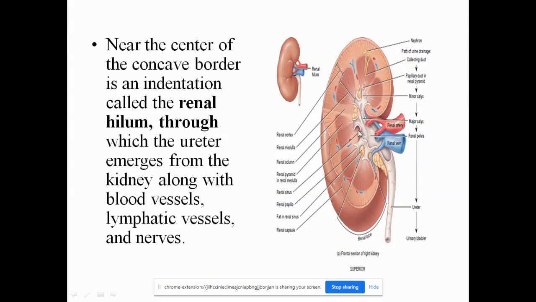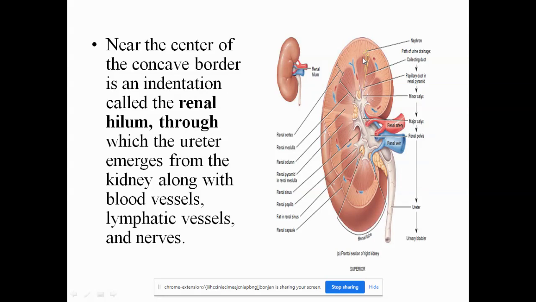And there is the renal sinus present here, renal papillae, and also this is the renal capsule, the outermost layer, the three layers. This is the renal lobule, and this is the flow of the urine. So millions of nephrons are present in each kidney, and they are the structural and functional unit of the kidney or the excretory system.